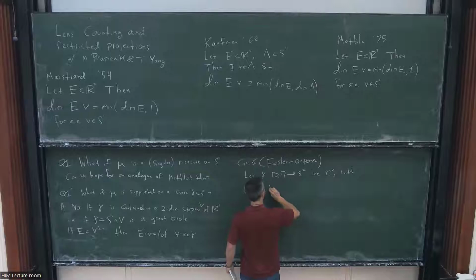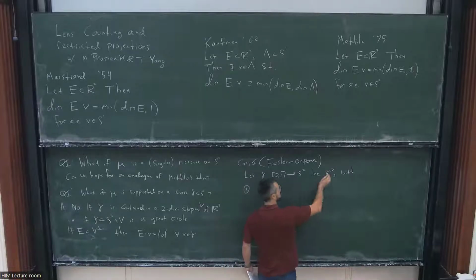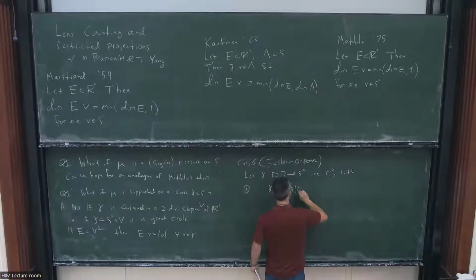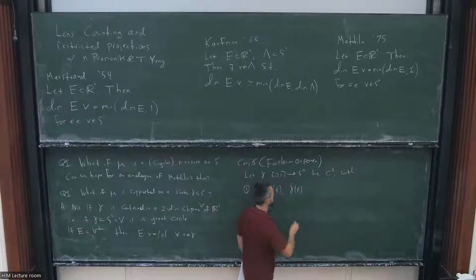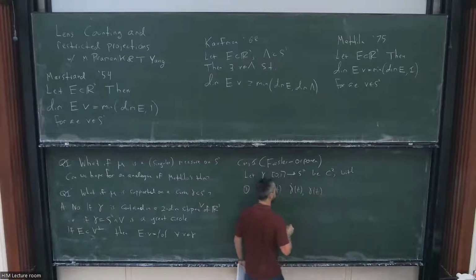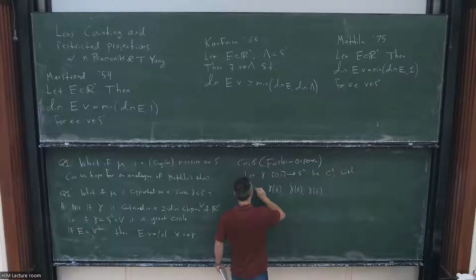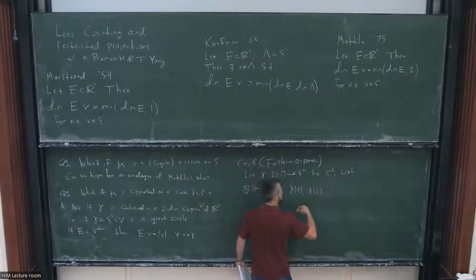I'm going to look at, so gamma of t is going to be a point on this circle. This is a C2 curve, so I can talk about the derivative of gamma of t. That'll be some vector in R3. And I can also talk about the second derivative, which will be some other vector in R3. So I can think of these as 3 vectors in R3, and I want them to be linearly independent. One way to say that is the span of these 3 vectors is all of R3.